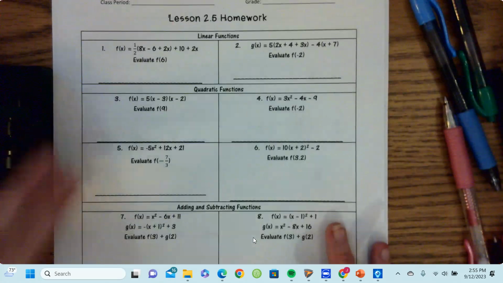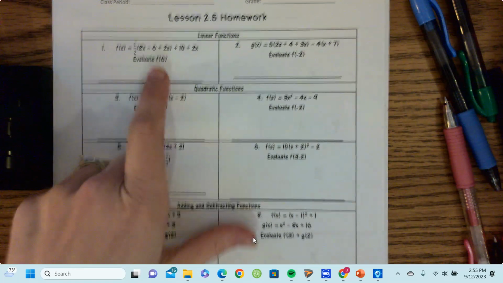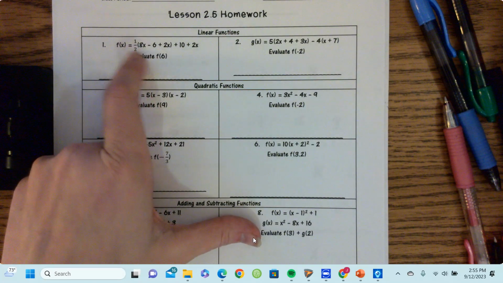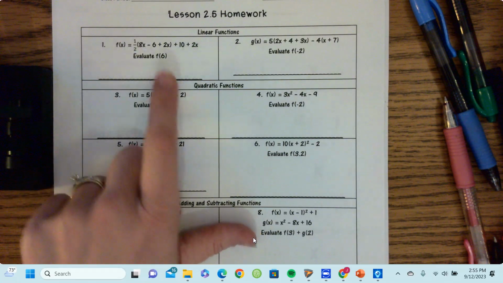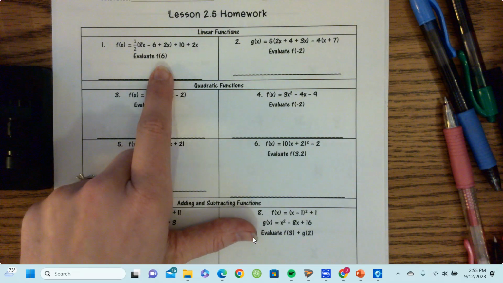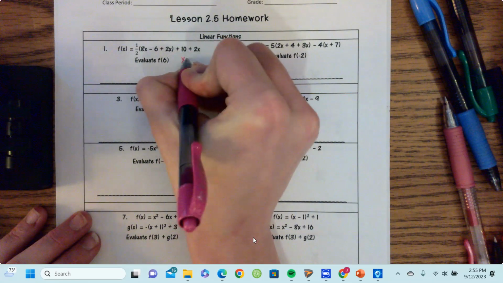All right, this video is for the lesson 2.5 homework. All we're doing is evaluating functions today. When you evaluate a function, it says something like f of x equals, and f of x is just a fancy y, it's just the name of the function. Then it says evaluate at f of 6. All that means is make x equal 6.